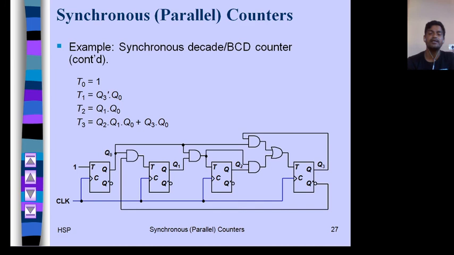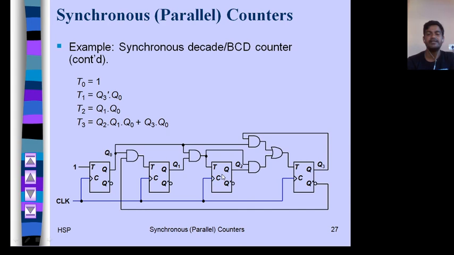Now draw the 4-bit decade or BCD counter. We require 4 flip-flops, so 1, 2, 3 and 4. Apply a common clock pulse to all the flip-flops. Now what is T0? It is 1. What is T1? Q3 dash Q0. Q0 is coming from here, and this is Q3 dash. So apply an AND gate. Next T2 is Q1 Q0. Q1 is coming from here and Q0 is coming from here.